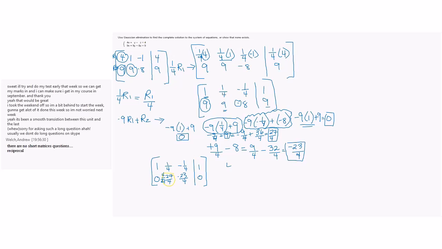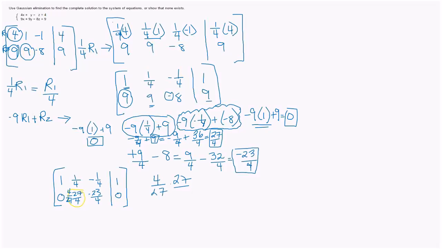And this is what it looks like. 4 over 27, just to show that it will equal 1. 4 times 27 for the numerator is going to give us 108, and 27 times 4 for the denominator is also going to give us 108. So that's going to be equal to 1. So that's going to do it, but of course we have to multiply everything by 4 over 27.